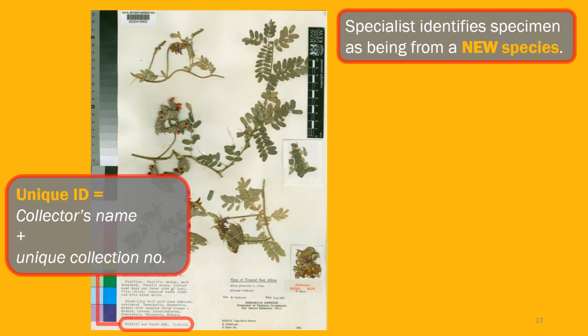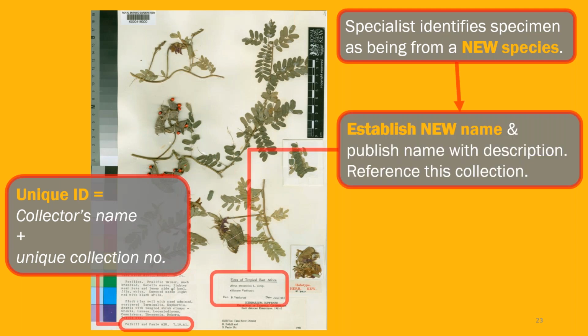They were uncertain of the identity of that plant when they collected it. They were not specialists in that group. So they put it in a cupboard at Kew, and subsequently a specialist that did know the group came along and found it. And he immediately saw it as being something that was new, unknown to science at that point. And so he established a new name for this plant and published it with a full description about why it was different, and critically would reference this collection, Polhill and Paulo 629, as the type specimen.